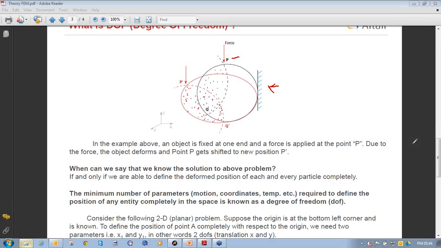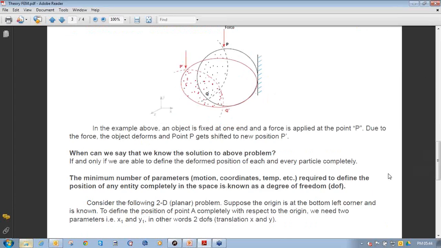Now we can define what a degree of freedom is. The minimum number of parameters, that is motion, coordinates, temperature, etc., required to define the position of any entity completely in space is known as a degree of freedom. So degrees of freedom means the minimum parameters required to define any entity, that is, to define this point completely in space.